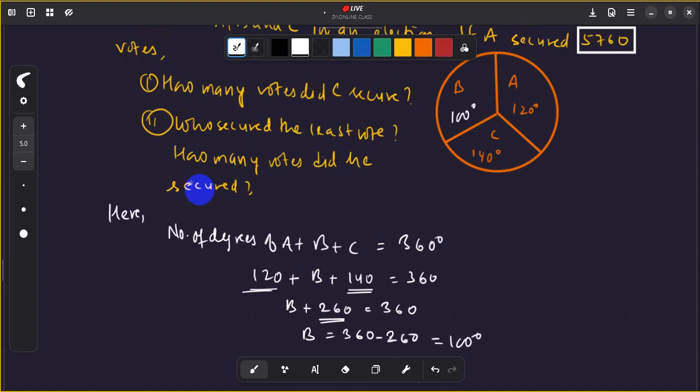If any sector has a missing number of degrees, then we can find it this way, by taking the sum of angles of all those sectors and equating it with 360 degrees, because it is a complete rotation. It is a complete circle, which consists of 360 degrees.